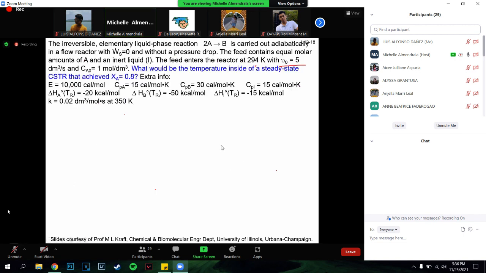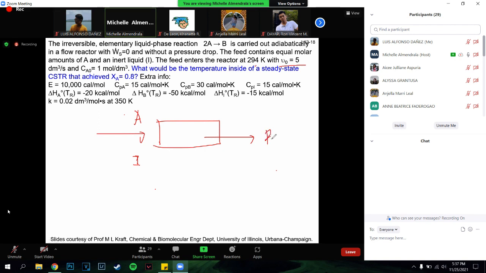Now, this is another example, an irreversible elementary liquid phase reaction. So you have 2A forming B carried out adiabatically in a flow reactor. This time it's a plug flow reactor without pressure drop, and the feed contains equal molar quantities of A and an inert liquid. So there's an inert liquid here. All right, so your feed is A plus an inert material, and then your final product is B.